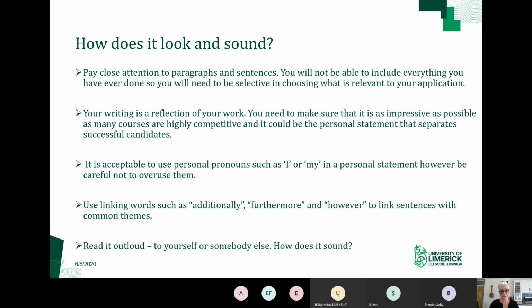Read it out loud, I suppose. That's the main thing that I would say as well. Read it out loud to somebody, get somebody else to read it so they can actually hear your voice. What does your voice sound like when it's written down? So make sure you read it out to yourself, or you get somebody else to read it out as well, to see how it flows and how it sounds to somebody else's ear.